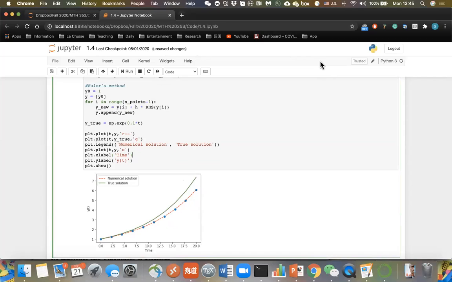Now, several things you should observe. Number one, this one is pretty good. It captured the trend. Number two, this one is not the real solution. This one has some error. And you need to ask yourself, where does the error come from? Think about it.